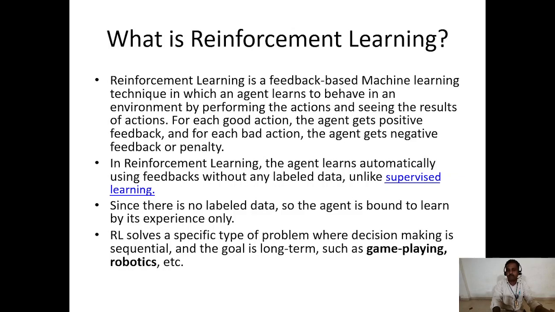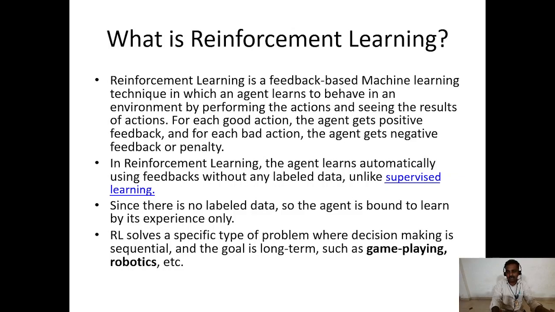So what is reinforcement learning? It is a feedback based machine learning technique in which an agent learns to behave in an environment by performing actions and seeing the results of the actions. For each good action, the agent gets positive feedback, and for each bad action the agent gets negative feedback or penalty. Based on that, it learns. This is called reinforcement learning.